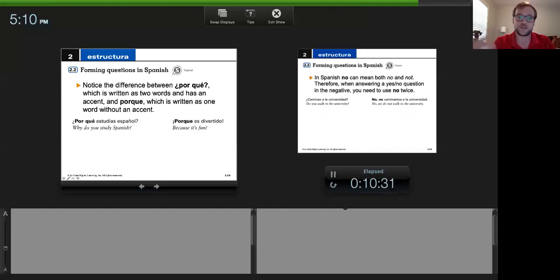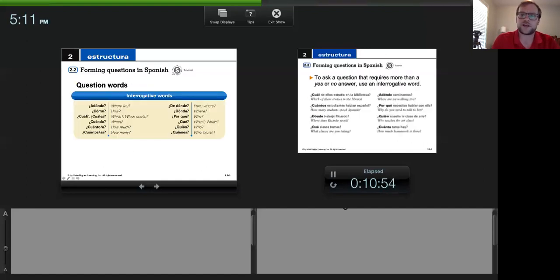Now, notice the difference between por qué, which is written as two words. For what are you doing this? For what do you study Spanish? ¿Por qué estudias español? It's essentially asking why, right? But it's really, for what do you study Spanish? Well, because it is fun. Porque es divertido. O porque es interesante. O porque me gusta, ¿no? So it's going to be written as two words when you're asking the question.